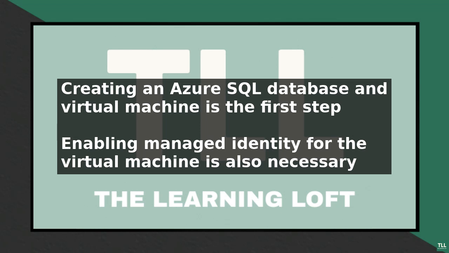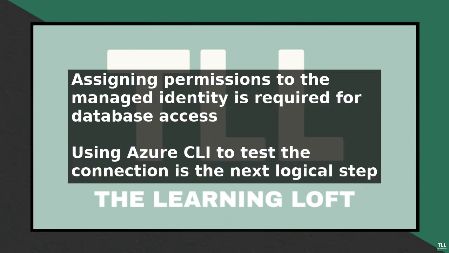Next, we will create a system-assigned managed identity for the virtual machine and then assign the necessary permissions to the managed identity to access the Azure SQL database. After assigning the permissions, we will then use the Azure CLI to test the connection to the Azure SQL database using the managed identity. We will do this by running a query against the database.